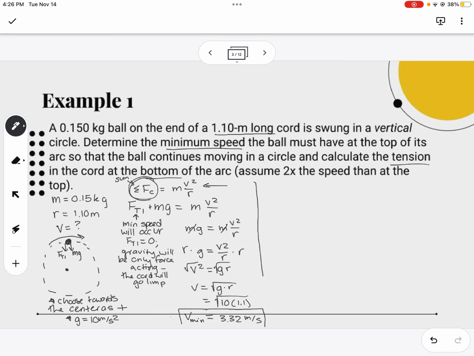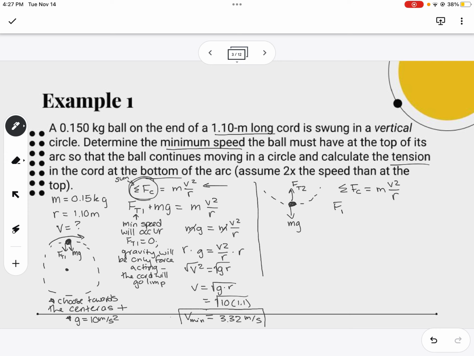Okay, second part of the problem. Now they're looking at the bottom. If you think about the forces acting, well, tension is still pointing towards the center of my circle. I'm going to call it Ft2 because Ft2 could be different than Ft1. Your weight is going to be acting always downwards. Okay, so if we follow that same convention, the sum of my centripetal forces equals mv squared over r.